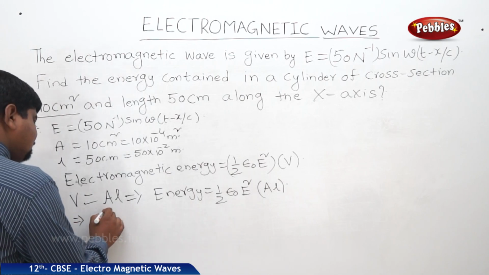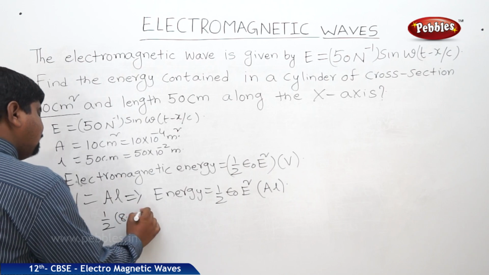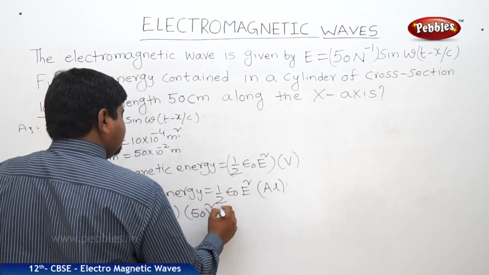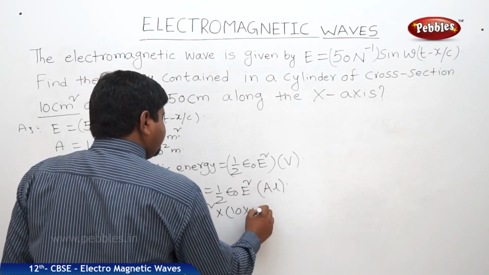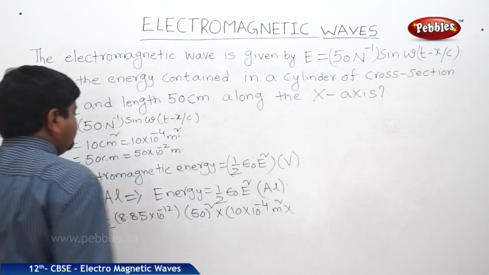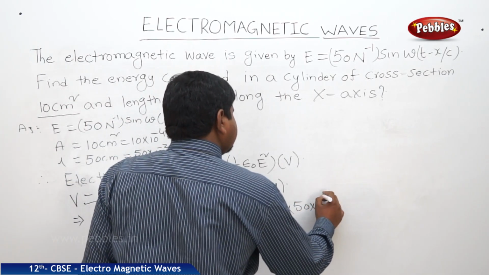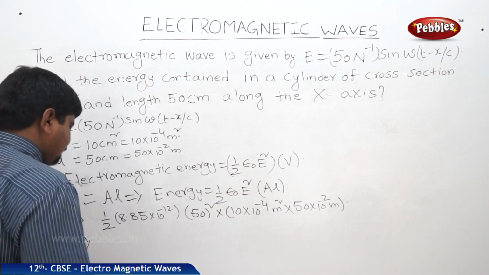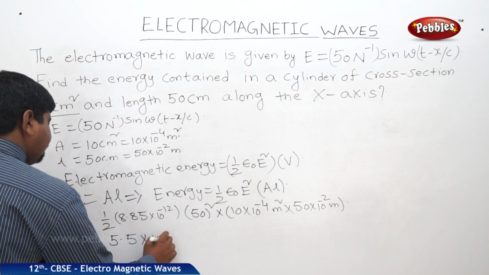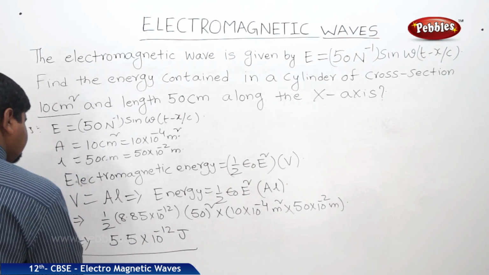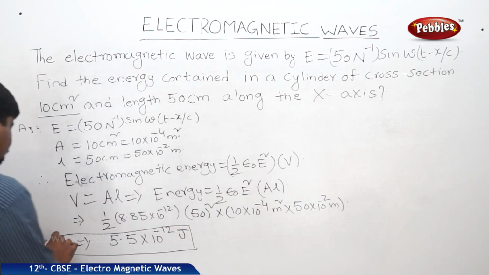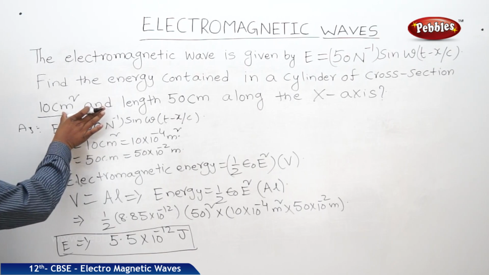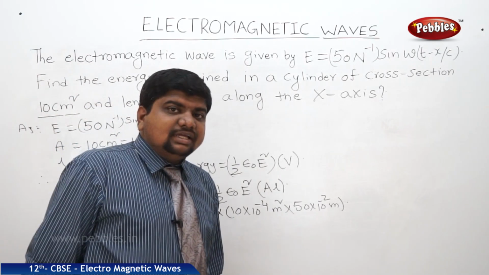Now we are going to substitute. Half, epsilon naught is 8.85 into 10 to the power of minus 12, electric field E is 50, so 50 square, into area 10 into 10 to the power of minus 4 meter square, length 50 into 10 to the power of minus 2 meters. Meter square into meter, meter cube. So we will get the answer. If you do the calculation, we will get approximately 5.5 into 10 to the power of minus 12 joules. This is the electromagnetic energy contained within the given space for this electric field, for the cylinder of 10 centimeter square area and 50 centimeters length.